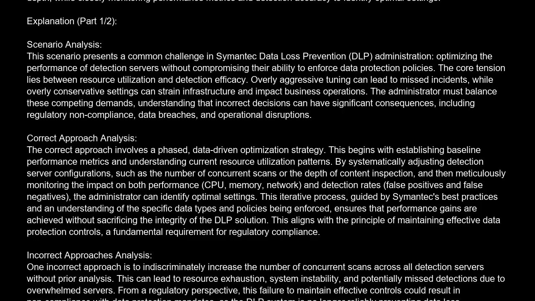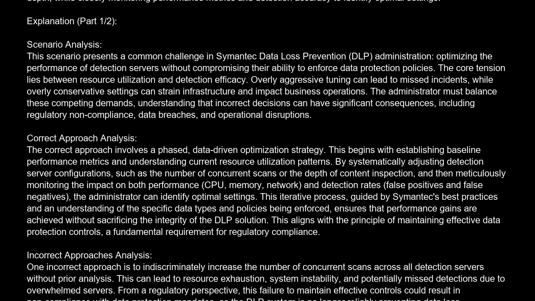Explanation. Scenario analysis. This scenario presents a common challenge in Symantec data loss prevention, DLP, administration: optimizing the performance of detection servers without compromising their ability to enforce data protection policies. The core tension lies between resource utilization and detection efficacy. Overly aggressive tuning can lead to missed incidents, while overly conservative settings can strain infrastructure and impact business operations.